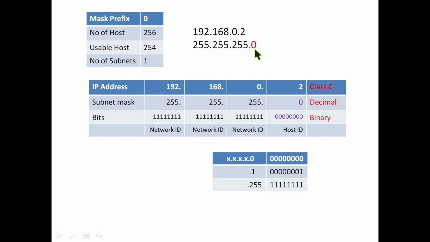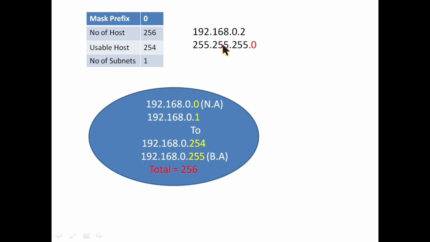Now let's learn the practical meaning of 0 in the subnet mask. If the subnet mask is 255.255.255.0, with 0 in the last number, what does it mean? It means that in the IP address, the last values starting from 0, 1, 2, 3 up to 255 can communicate with each other. That is, they can share files and printers among them, except the first address, that is the network address, and the broadcast address. So from 1 to 254 can communicate with each other. Altogether, the number of IPs that can communicate here is 256 in class C.